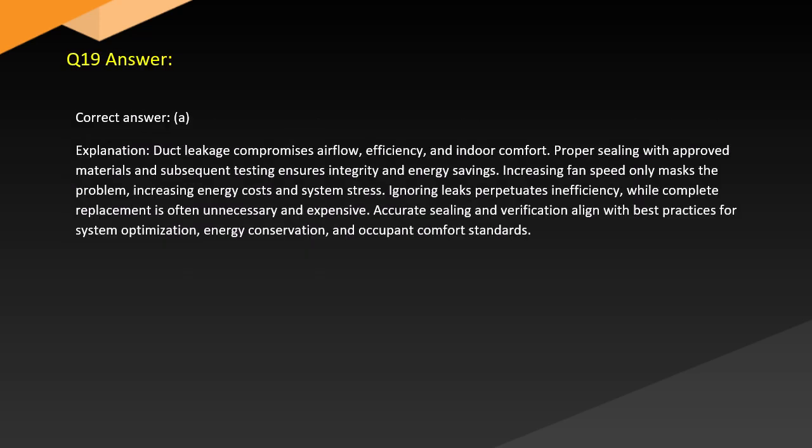Answer. Correct answer. A. Explanation. Duct leakage compromises airflow efficiency and indoor comfort. Proper sealing with approved materials and subsequent testing ensures integrity and energy savings. Increasing fan speed only masks the problem, increasing energy costs and system stress. Ignoring leaks perpetuates inefficiency, while complete replacement is often unnecessary and expensive. Accurate sealing and verification align with best practices for system optimization, energy conservation, and occupant comfort standards.